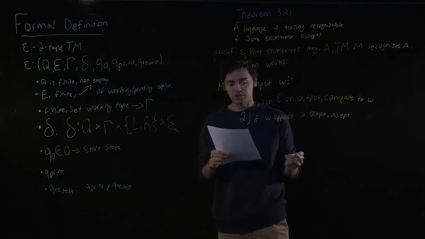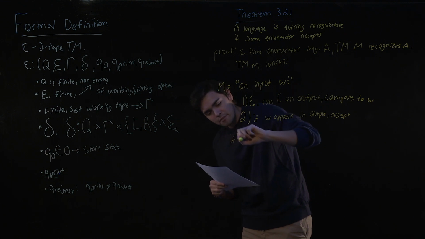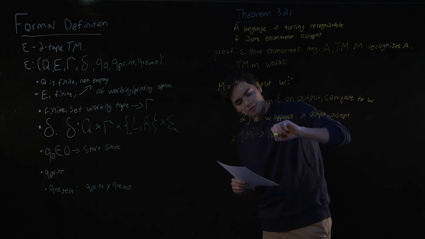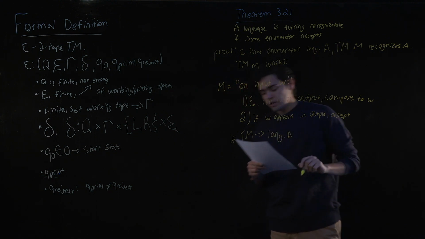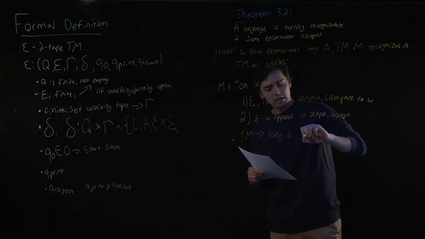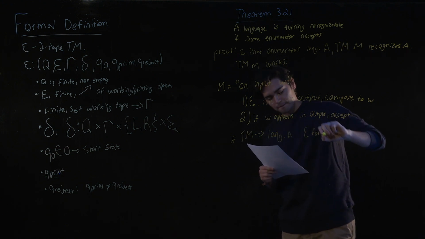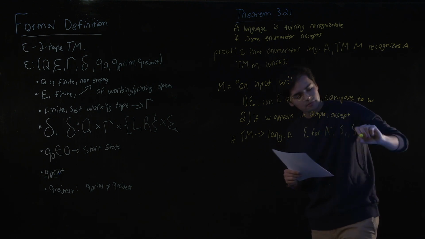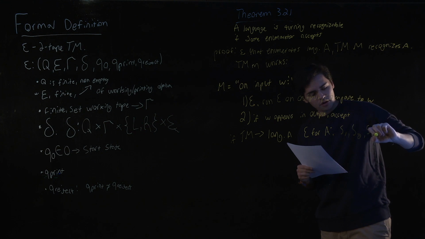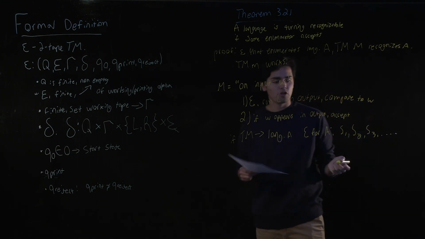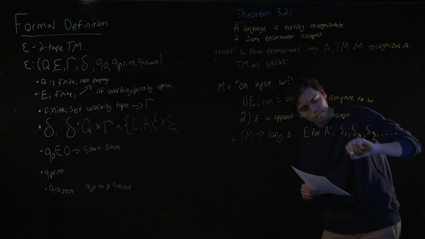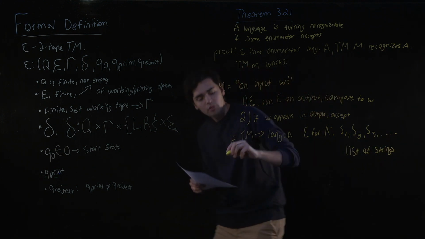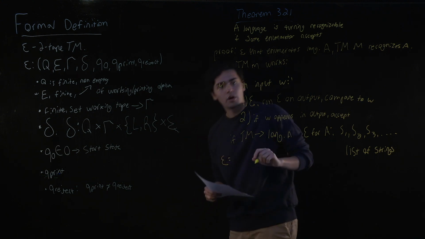Now we do the other direction. If Turing machine M recognizes language A, we can construct the following enumerator E for A, and we say that S1, S2, S3, and so forth is a list of all the possible strings. Finally, what happens if we ignore the input?